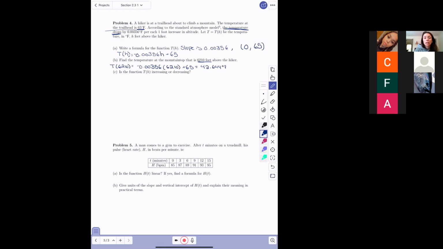And lastly, is the function increasing or decreasing? Since the slope is negative, as the hiker climbs higher, as H increases, the temperature is decreasing. So the slope is negative, so the function is decreasing. Any questions?